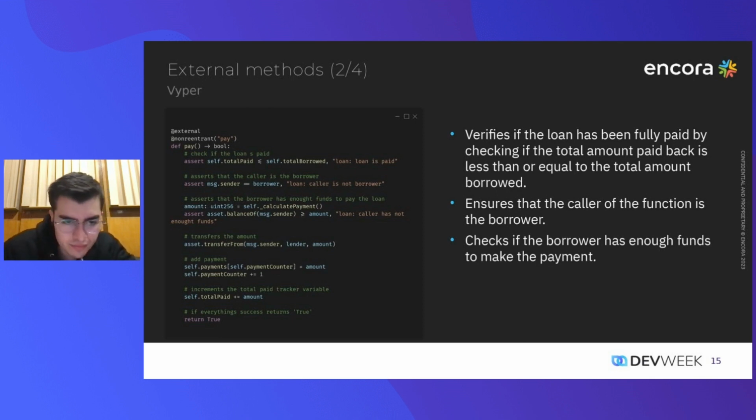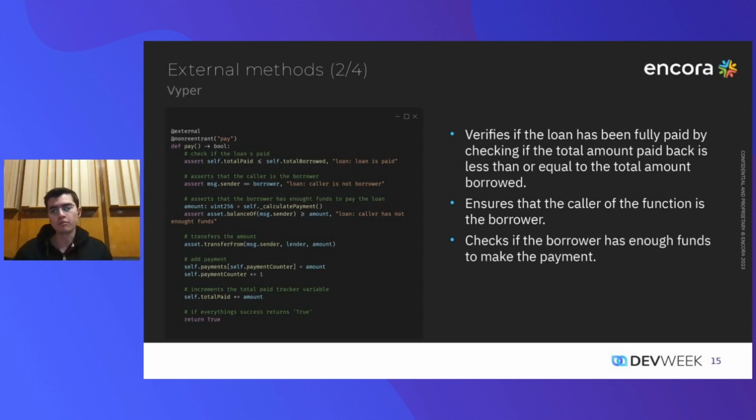We have the pay method that allows the borrower to pay the lender, and this also registers the payments. As you can see here in the middle, when you add a payment, it gets registered. It also verifies that we don't overpay the loan, and that we are the borrower. As you can see, we have this global variable called MSG, that stands for message, and dot sender, that accesses the address of the individual that is calling the function.